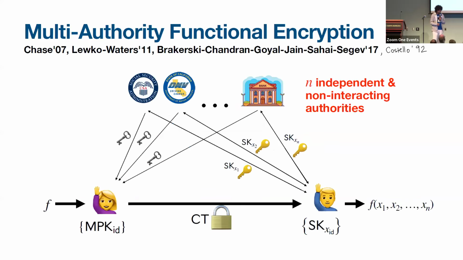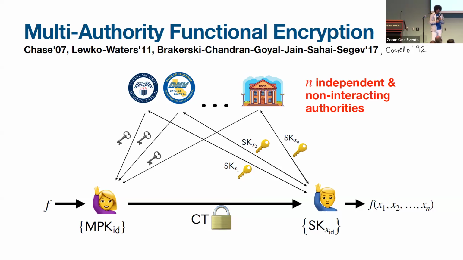A generalization of functional encryption is multi-authority functional encryption, which contains multiple authorities instead of a single key authority as in the previous version. Multi-authority functional encryption systems were initially proposed in the context of attribute-based encryption by Lewko, Waters, and Chase. And it was later generalized to multi-authority functional encryption by Brakerski et al.